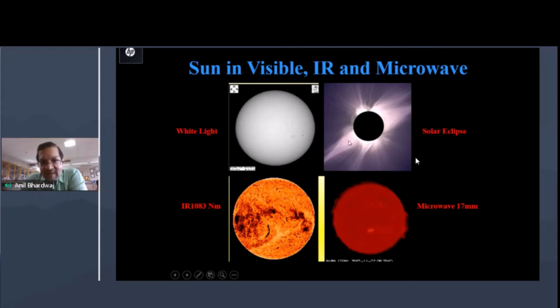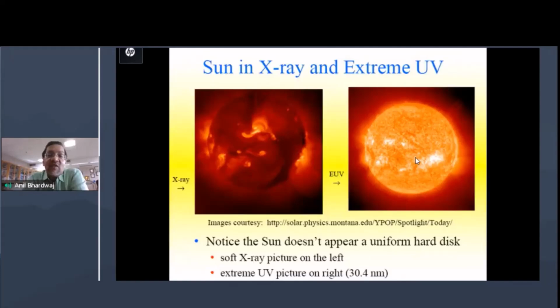You can see it in infrared or microwave looking quite different, or during the eclipse, you can actually see the corona of the sun and all other features which I will be talking about, particularly if there are flares happening on the surface of the sun, or the CMEs, which show violent activity happening on the surface of the sun. But if you look at the sun in X-rays or EUV, extreme ultraviolet wavelengths, it looks very different. The sun looks extremely violent, particularly in the X-rays. And that means there is always something happening on the sun when you're looking in the X-rays or EUV compared to the visible.